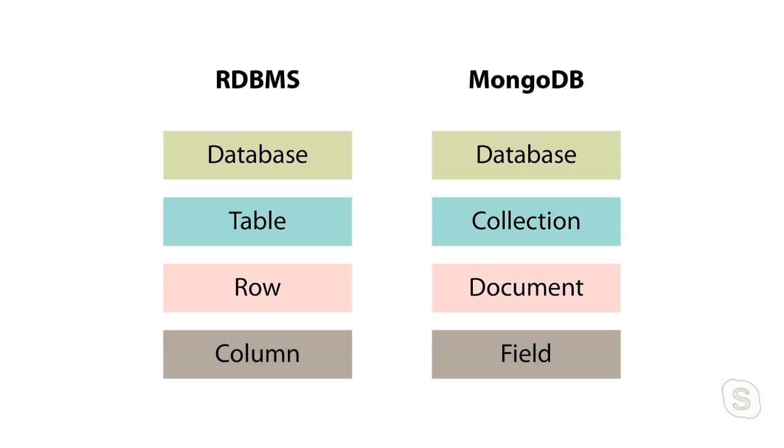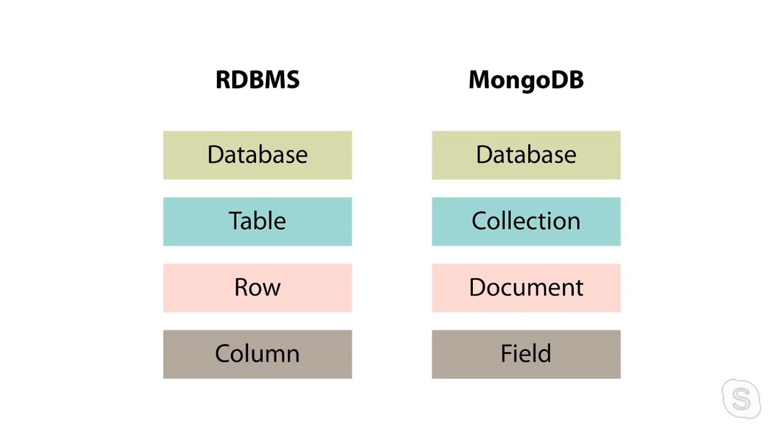Something about naming. What you know from relational database management systems is that you've got databases. The groups of data are in tables. Each entry is a row, and each row has some columns. In MongoDB it's completely different. We group similar data into collections, and in every collection there are documents, and every document has some fields.